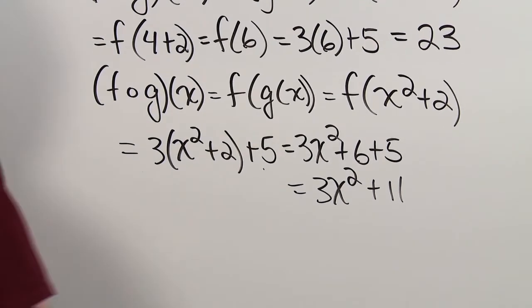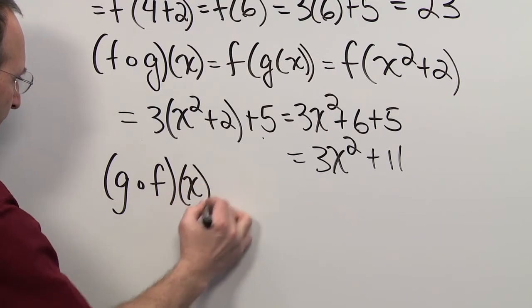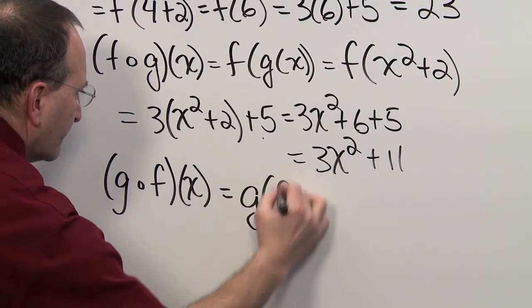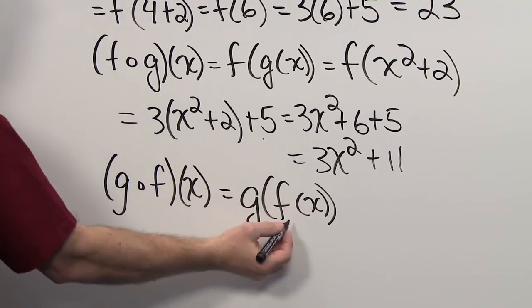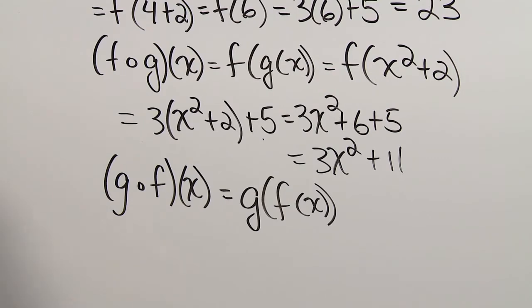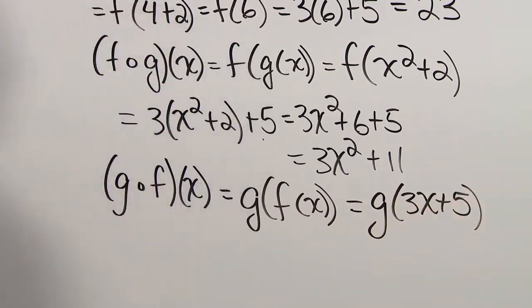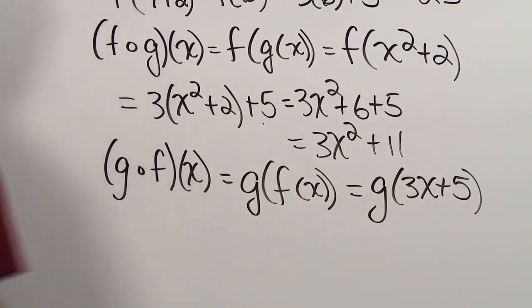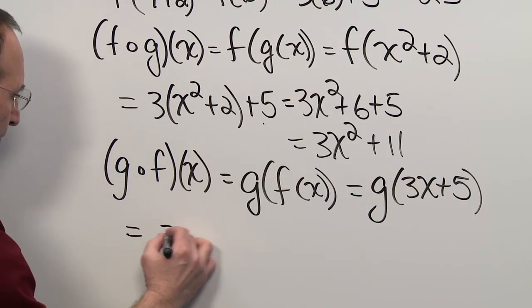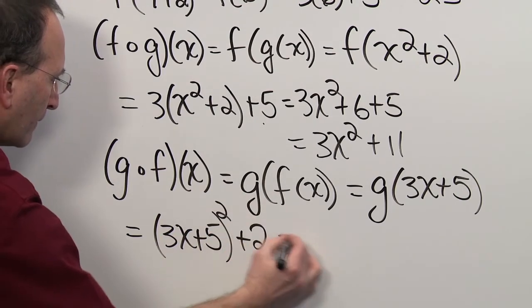And finally, we want the composition of g with f of x. That's the same as g of f of x. And that means substituting the formula for f of x, which is 3x plus 5, into the formula for g of x. The formula for g of x is x squared plus 2. So we replace the x with the 3x plus 5, so that would be 3x plus 5 quantity squared plus 2.